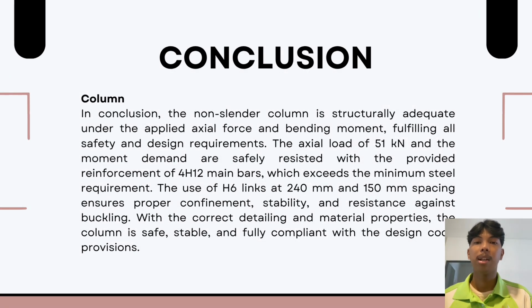In conclusion, the non-cylinder column is structurally adequate under the applied axial force and bending moment, fulfilling all safety and design requirements. The axial load of 51 kN and the moment demand are safely resisted with the provided reinforcement of 4 H12 main bars, which exceeds the minimal steel requirement. The use of H6 links at 240 mm and 115 mm spacing ensures proper confinement, stability, and resistance against buckling. With the correct detailing and material properties, the column is safe, stable, and fully compliant with design code provisions.